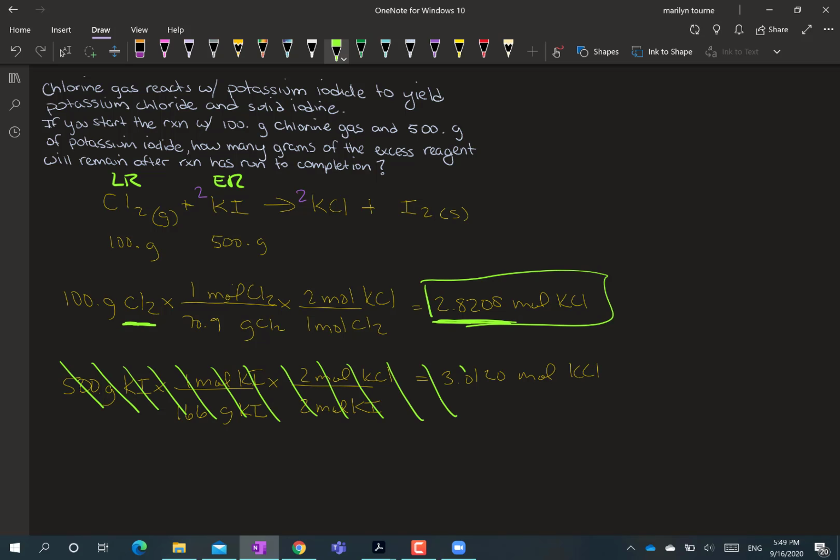You really don't ever make this much. You do not get to make 3 moles of KCl. So there is no reason for you to keep that calculation. Everything else about a limiting reagent problem will come from the amount that you actually make. And now you can find how much excess is left over.